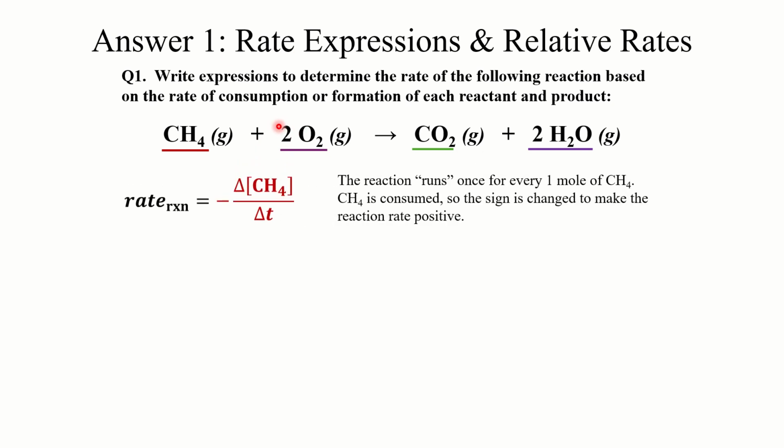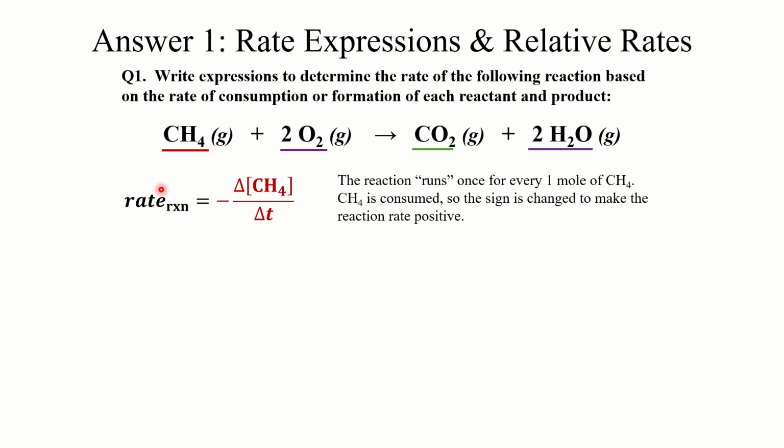Let's start by writing the rate of reaction for CH4. So we can say then that the rate of the reaction equals negative delta CH4 over delta T. Notice that if one cycle of this reaction runs, 1 mole of CH4 would be consumed, so we would just have a 1 in front here. Also, since CH4 is a reactant being consumed, we need a negative sign here because reaction rates should always be positive.